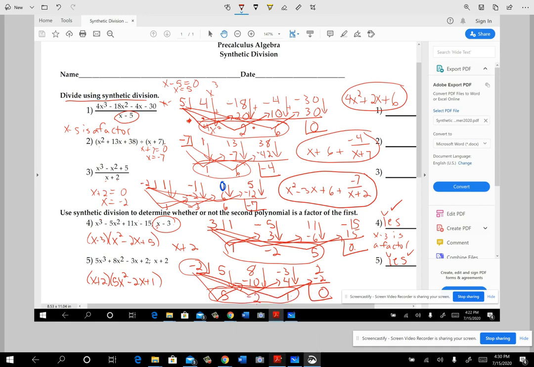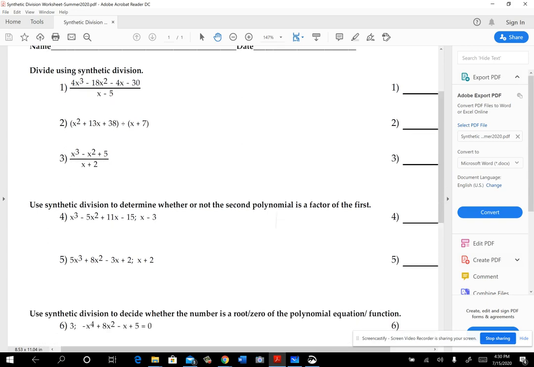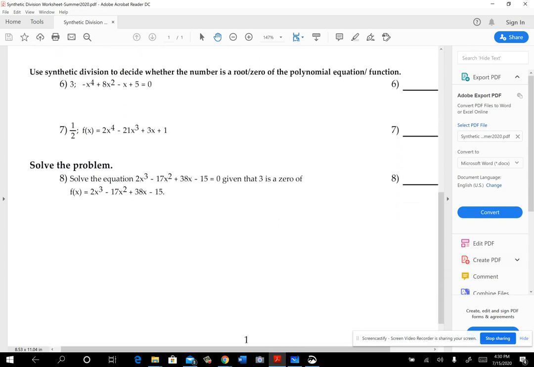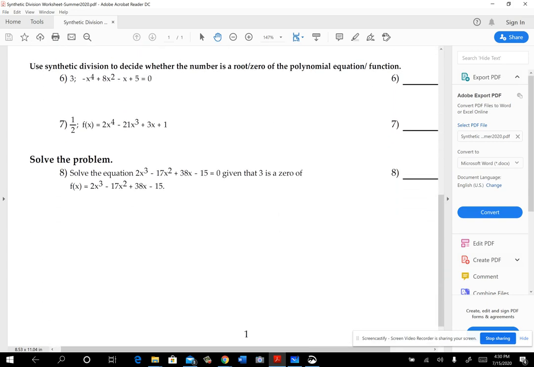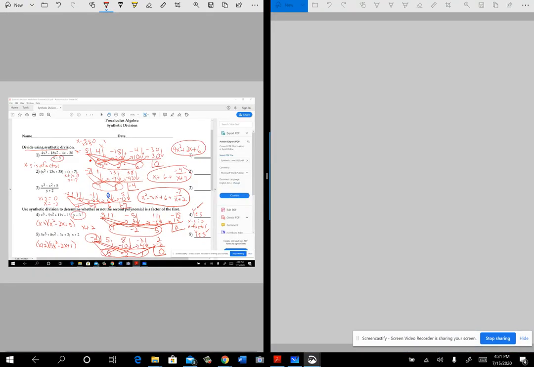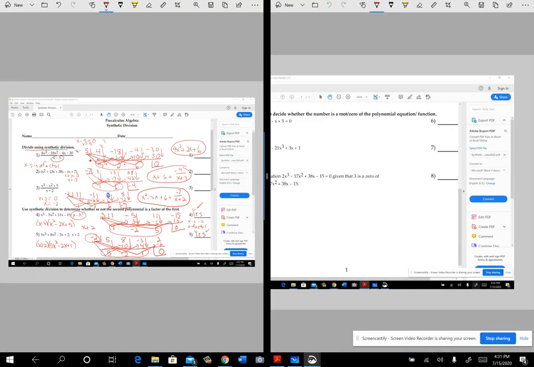All right, so let me go back to the worksheet and continue a few more examples on synthetic division. These last 3 are kind of what you primarily will do, okay? So let me take a snip of that so I can write on it. And let's work these out. So this asks me a slightly different question.